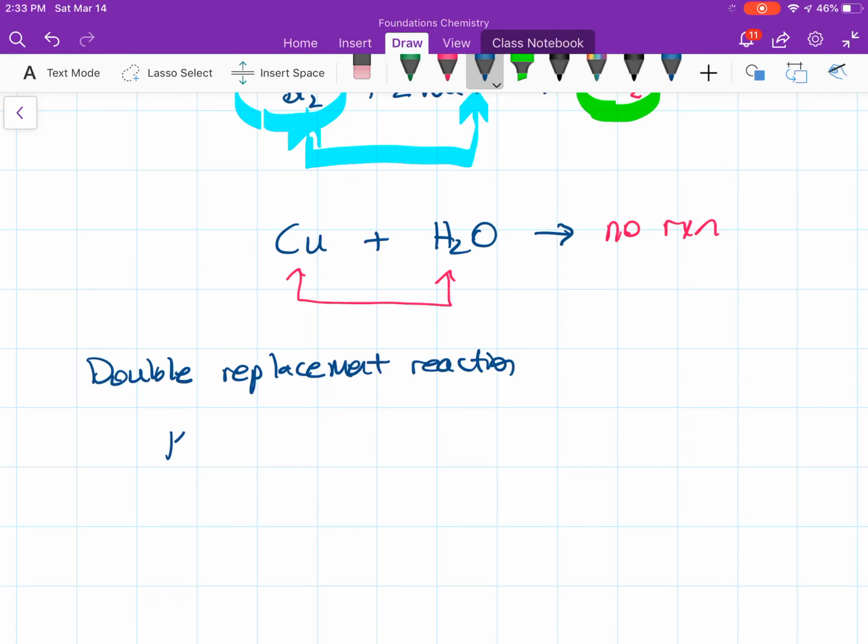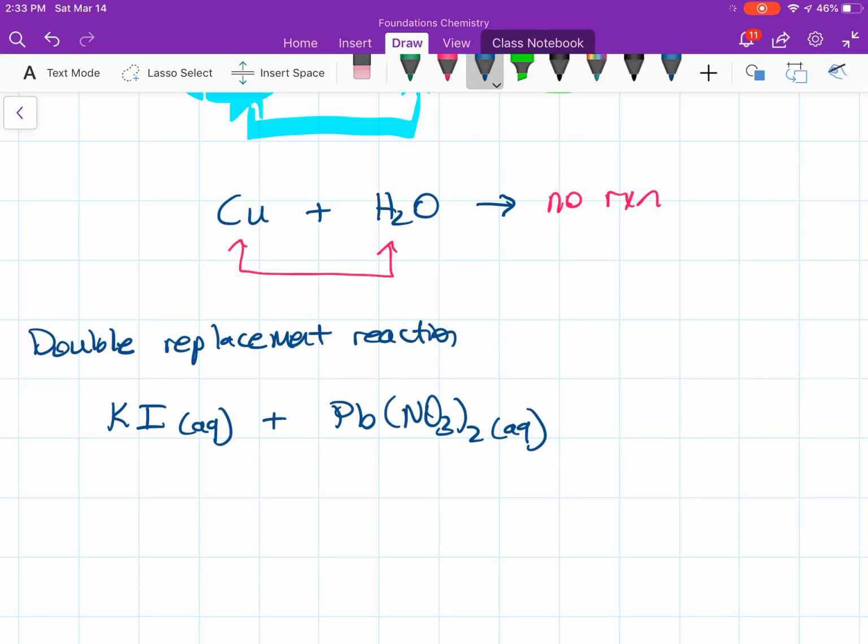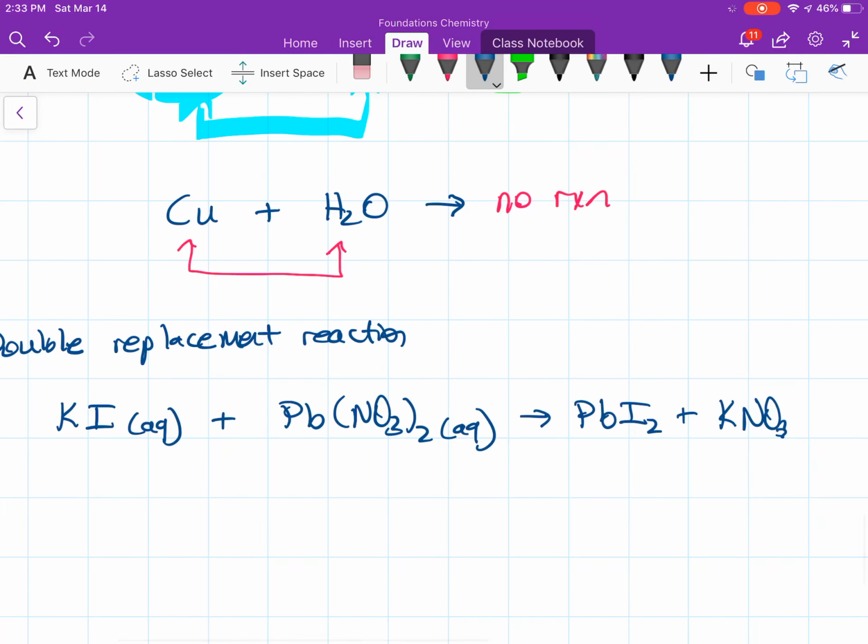All right, so we have potassium iodide. It's in an aqueous solution. It's mixed with lead nitrate. This lead is lead 2 nitrate. It has a +2 charge. This is also aqueous. And it's going to form lead iodide and potassium nitrate. This becomes a solid, and this becomes aqueous.